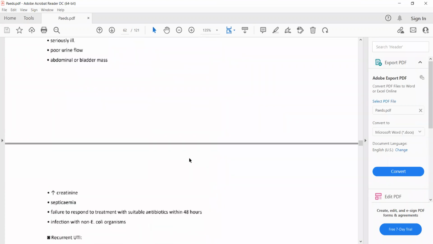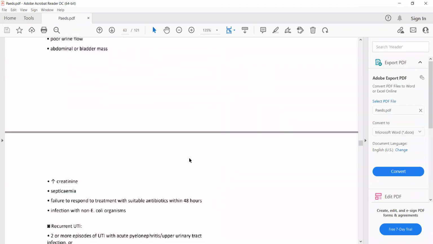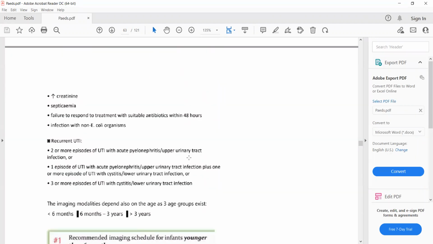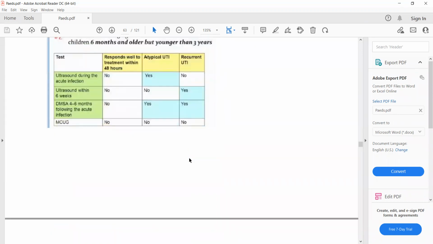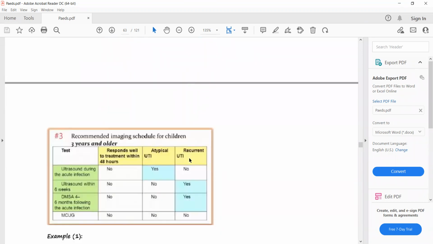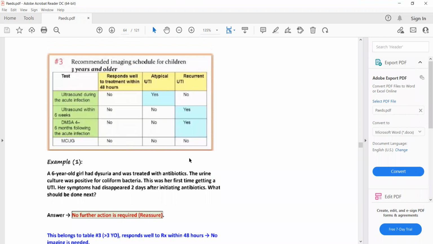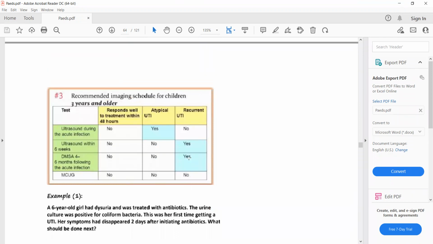So what type of question can we get regarding this imaging? Let's discuss an example, and then you will see what kind of questions you will get.